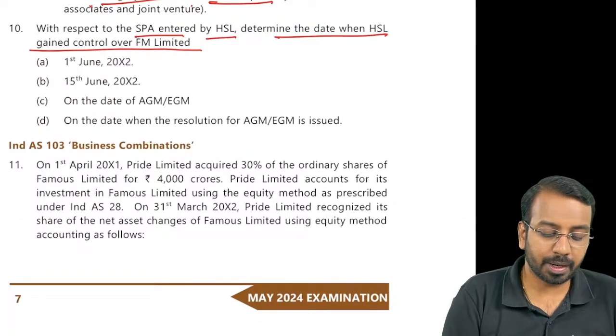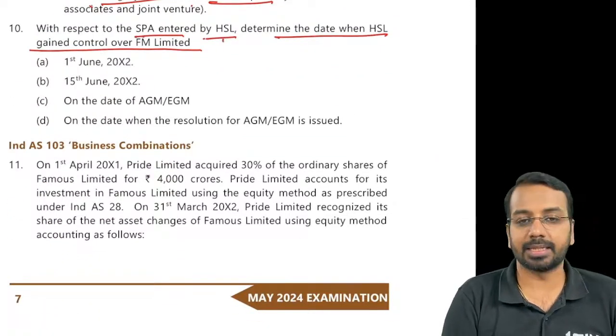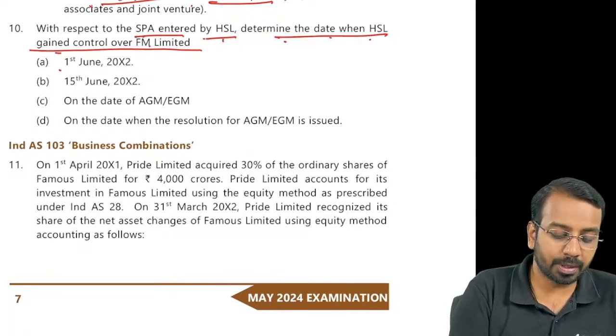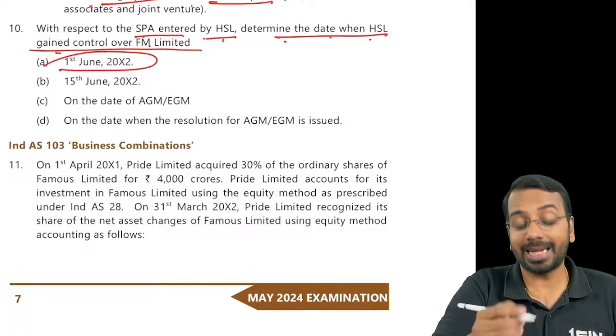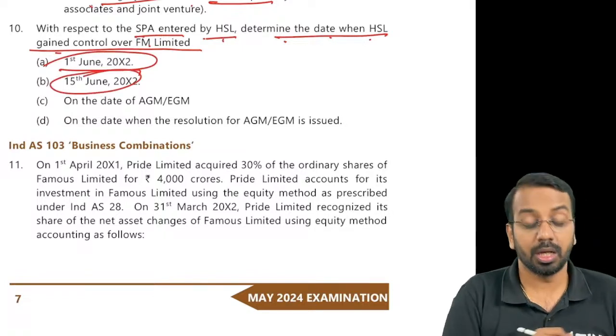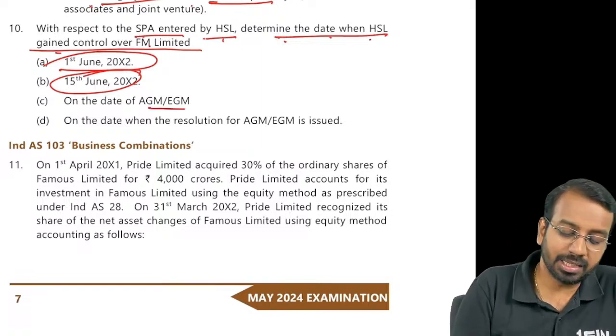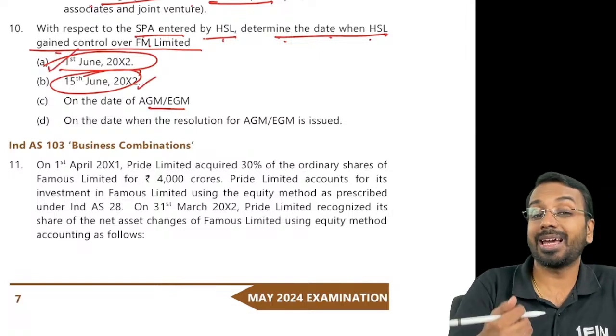Then, with respect to shares purchased by HSL, determine the date when HSL gained control over FM. When did we purchase? 1st of June. By when can we exercise the option? 15th of June. Now the question is, when do we get control? Please remember, AGM has happened. On 1st June, we got some stake. Before 15th, we can exercise.